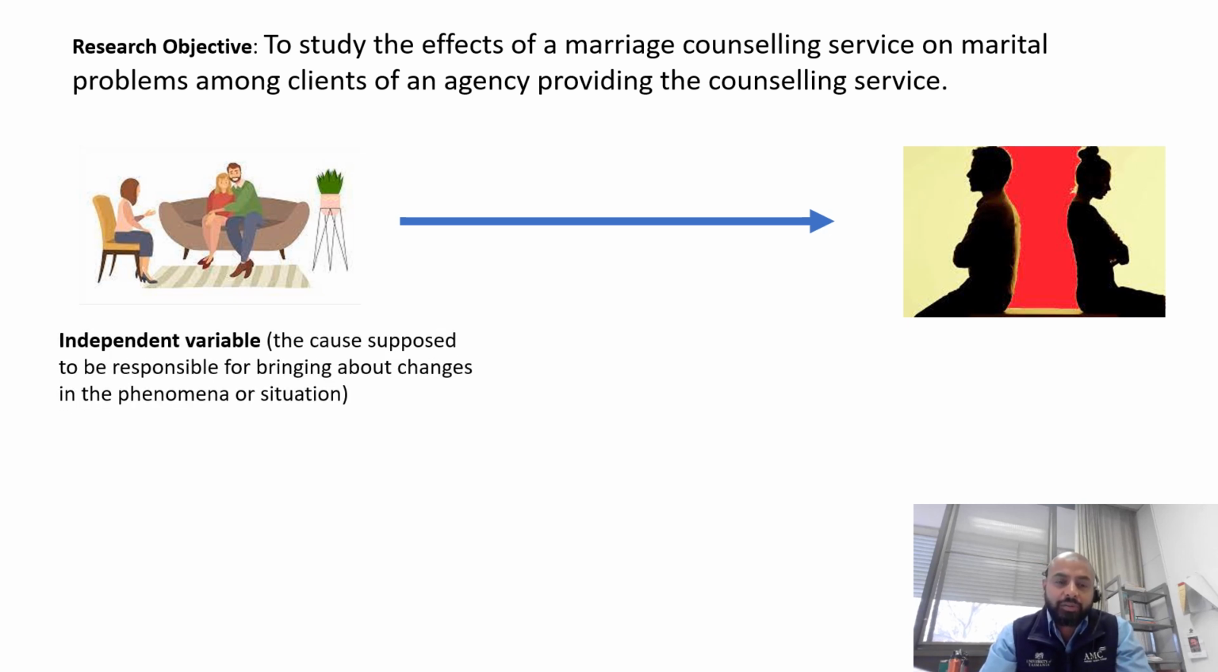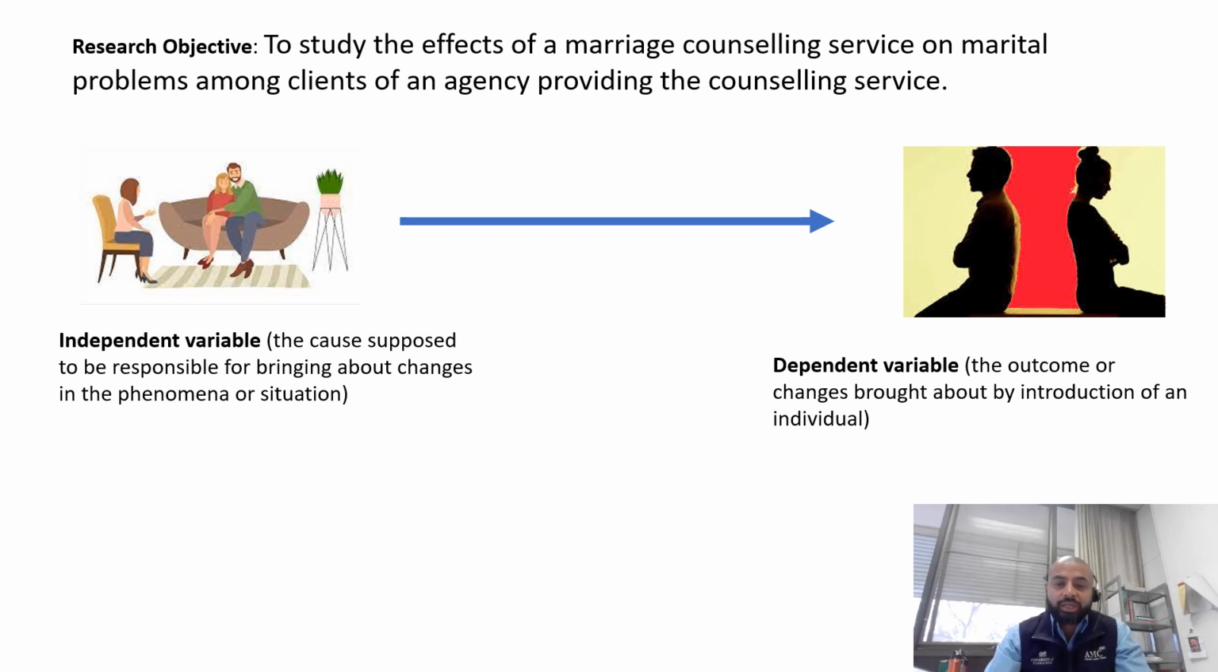Here I have put the independent variable, which is the cause supposed to be responsible for bringing about changes in the phenomena or situation. Remember, I am not saying the change is less divorce. We don't know whether there is less divorce or more divorce unless we have actually investigated the problem and found out what the result was. Our hypothesis could be that marriage counseling service leads to a lesser rate of divorce or more divorce, but it's up to you as a researcher as to what you want to derive.